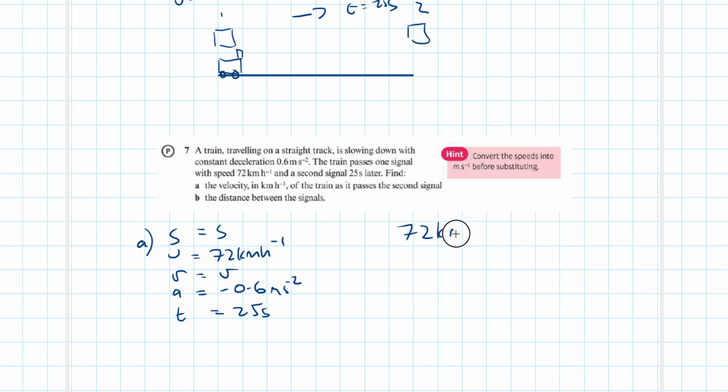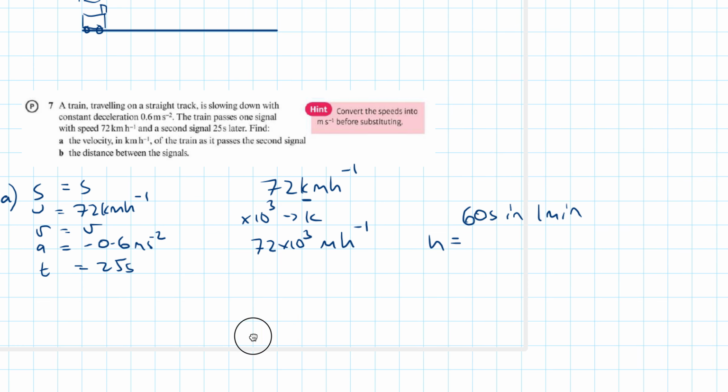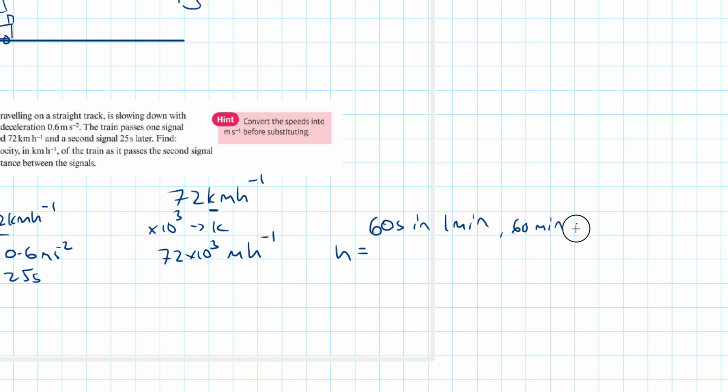So if we have 72 kilometers per hour, first of all we can deal with the kilometers. Kilo is the same as times 10 to the 3, so this is 72 times 10 to the 3 meters per hour. Then we need to deal with the hour part and convert it into seconds. We have 60 seconds in 1 minute, and 60 minutes in 1 hour, so we do 60 times 60 and get 3,600 seconds.